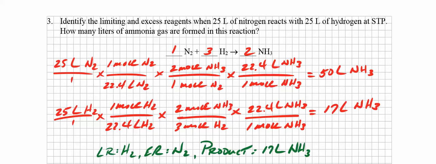Let's get started with number three. Number three says identify the limiting and excess reagents when 25 liters of nitrogen react with 25 liters of hydrogen at STP. Let's define just a couple of things here.